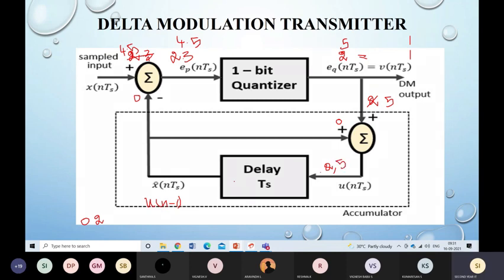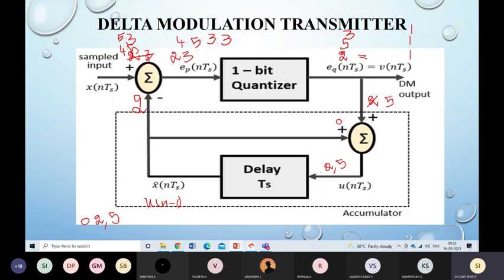So what is u of (n minus 1) Ts? Next sample is 5, the previous value is 2, so now it is 2 here. Next I'm going to take 5.3. The comparator will find the difference, 5.3 minus 2, so you will get 3.3. If you round off to the nearest value, it is 3. Again it is a positive value, so here 1.